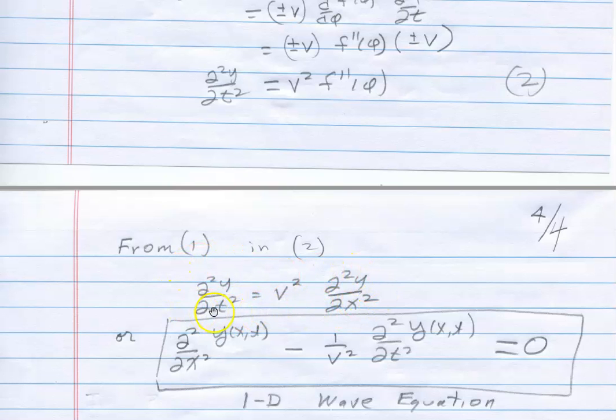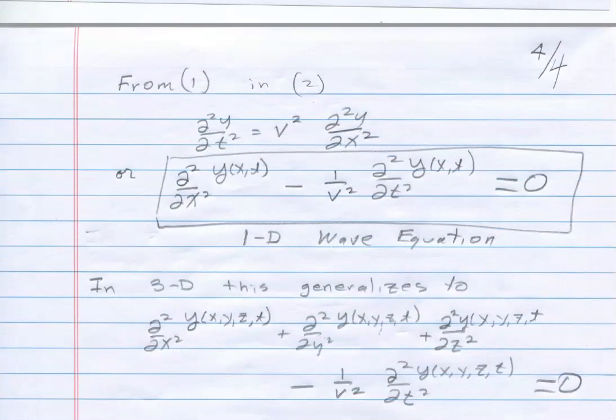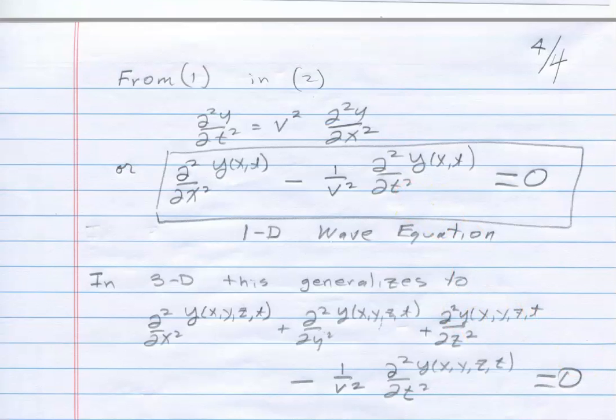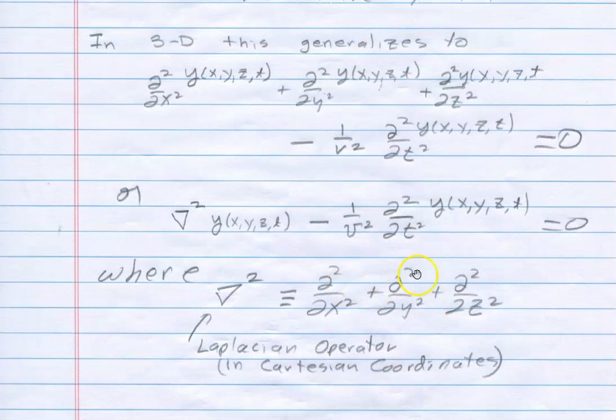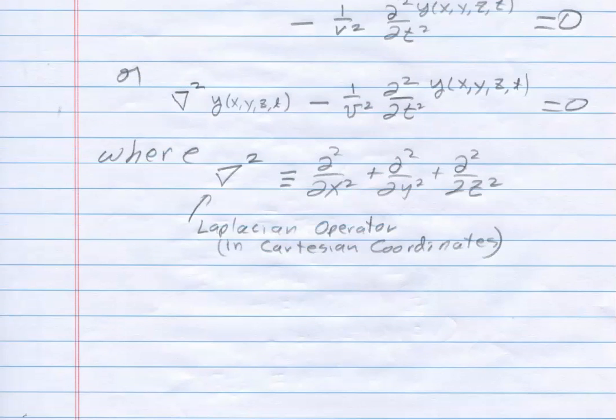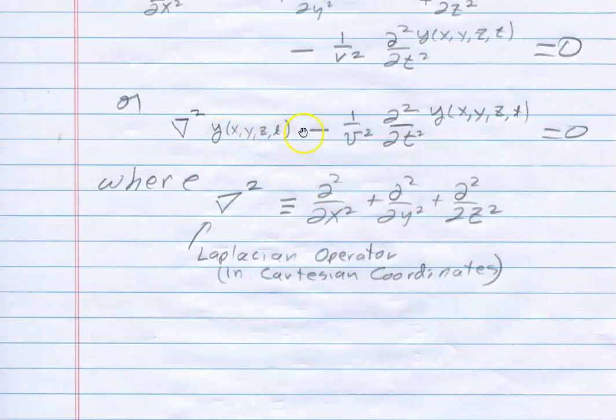Now I've removed all expressions for that arbitrary function that I have for the pulse. And that is simply the one-dimensional wave equation. In 3D, it generalizes pretty nicely into this form, where the operator here is just the Laplacian, and so you get the three-dimensional wave equation in that form.